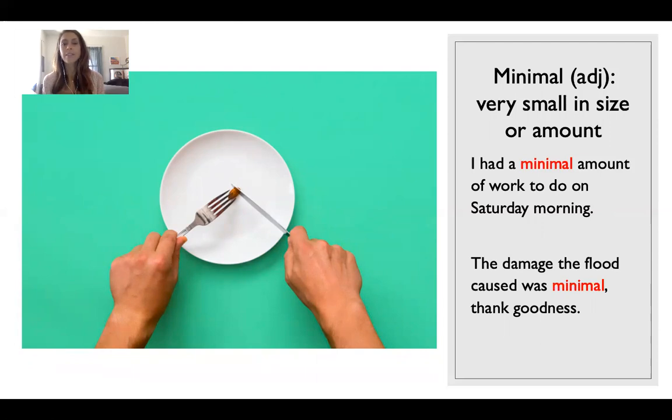The second sentence, the damage the flood caused was minimal, thank goodness. The damage the flood caused was minimal. So you could say something is minimal, like this is or this was minimal. Or you could say a minimal amount of something. The synonym for minimal is small. The antonym is huge, large, enormous.